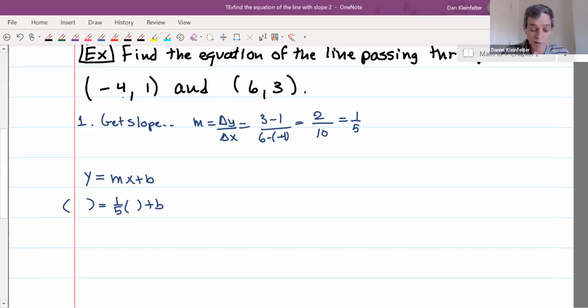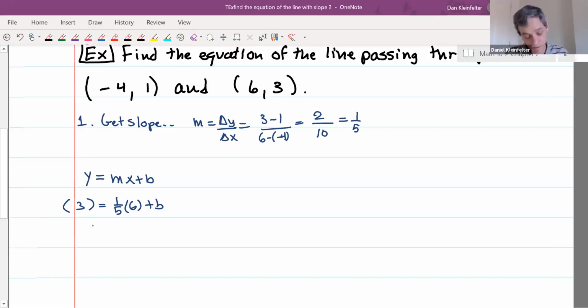As a point of just being practical, it might be easier on you to choose (6, 3) just because it doesn't have a minus sign in it. But either one will work. When x is 6, y is 3. Whatever you do, don't take the x from one of them and the y from the other. Don't use -4 for the x and 3 for the y, in other words. Just use the x and y from one point.